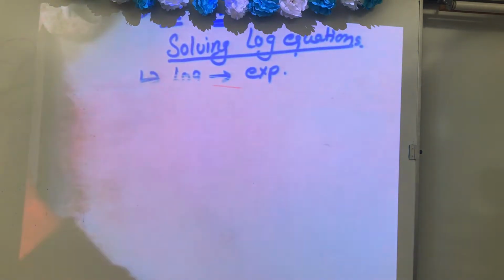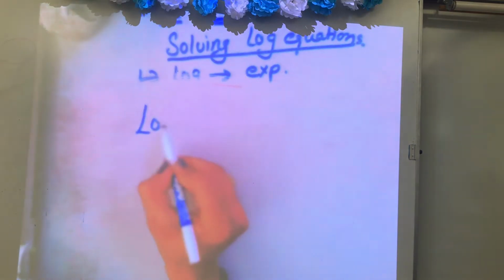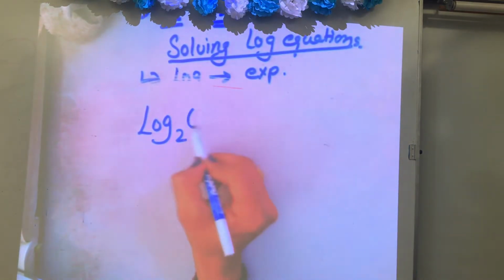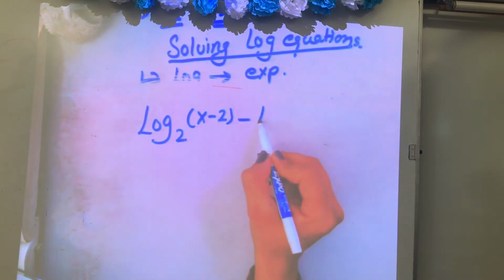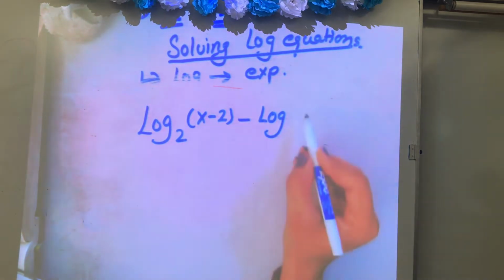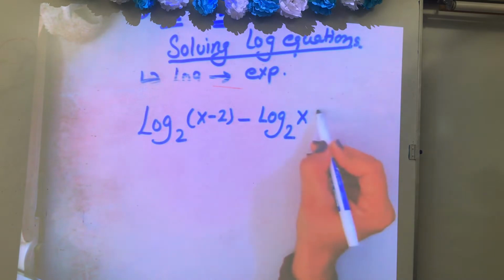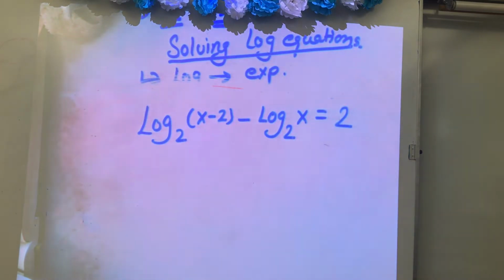Next example, I have log of x minus 2 to base of 2 minus log of x to base of 2, and it's equal to 2. All right, this is slightly different than the last example. Why? Because we have multiple log pieces in there. So how do we do it?